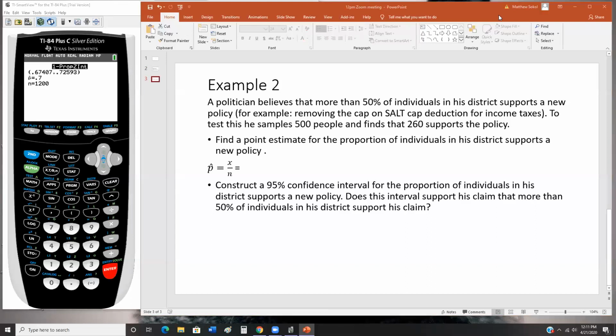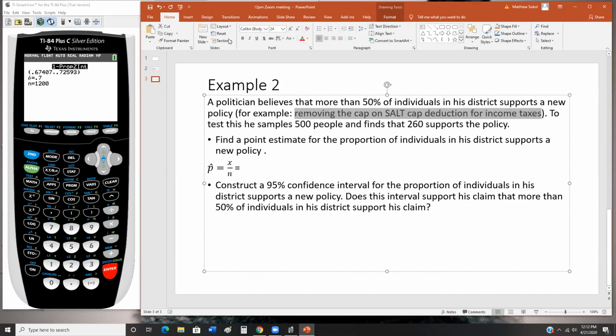Okay. So let's take a look at this example. So you have this politician. And a politician believes that more than 50% of individuals, so something more than 50% would be like a majority of individuals in his district, support a new policy. So imagine this policy, this is something that's kind of important to me, so I just put it in here. The policy is removing the SALT cap deduction from your income taxes.